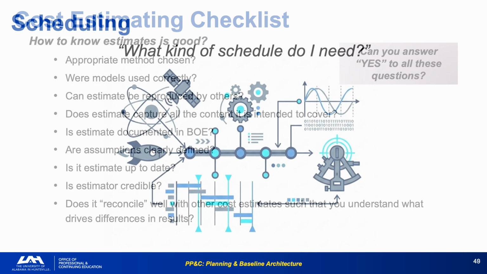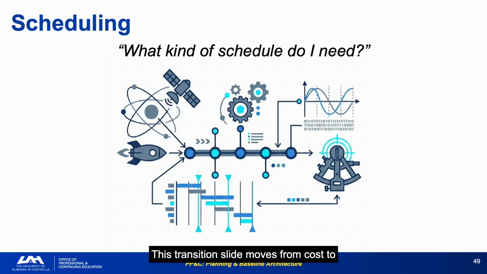This transition slide moves from cost to scheduling, and the opening question frames the scheduling discipline correctly. It is not what scheduling software should I use, but what does this project actually need from schedule? The importance of setting up the project WBS and financial WBS correctly before scheduling. If the cost accounts aren't right, the schedule cannot be properly resource loaded and EVM will be meaningless.